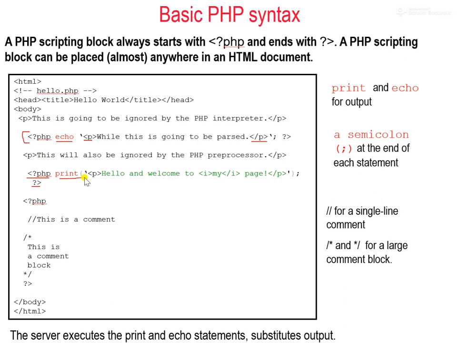They both are used to output data to the screen. The difference is this: echo has no return value while print has a return value of 1. So here we use print to print this value on the screen, and you can notice that we use p tag and i tag here inside the PHP script. And here again another PHP tag starts, and over here we have a single line comment, and here we have a multi-line comment. So the server will execute the print and echo statements and substitute the output, while the other things are normal HTML tags or code.